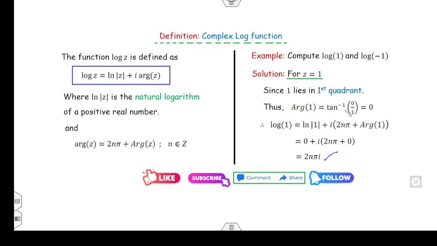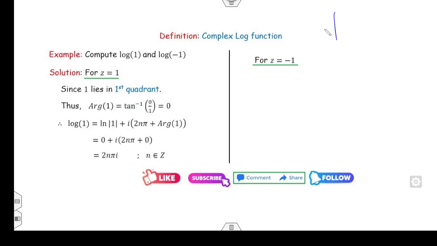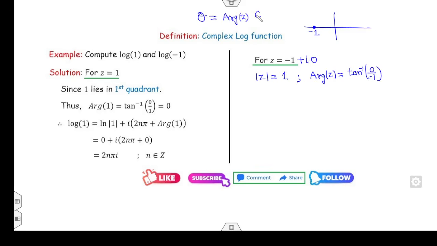Similarly, we can find the log of minus 1. Where does minus 1 lie? Minus 1 lies in the second quadrant. What is the modulus? Modulus is again 1. What is my capital ARG? Because it lies in the second quadrant, 0 over minus 1. And this capital ARG always lies in the interval minus pi to pi. So it would be 0, but 0 does not lie in the second quadrant, so that is pi. I can write this number as pi.